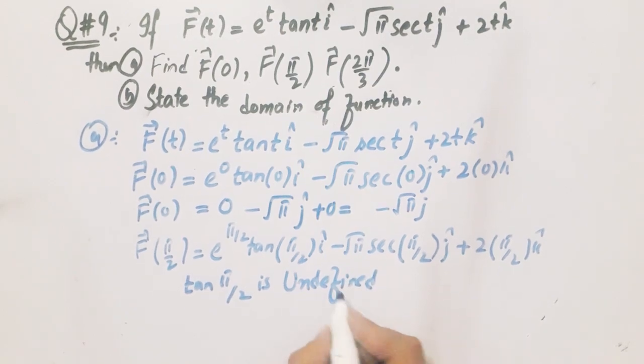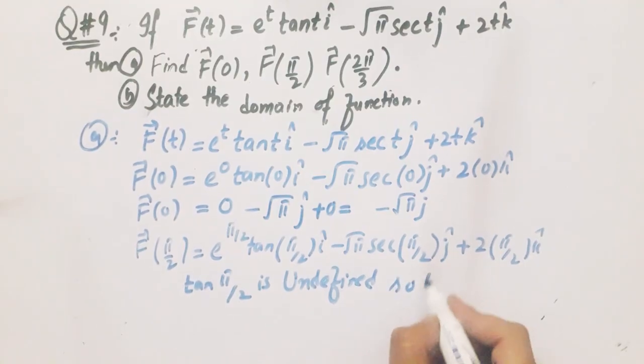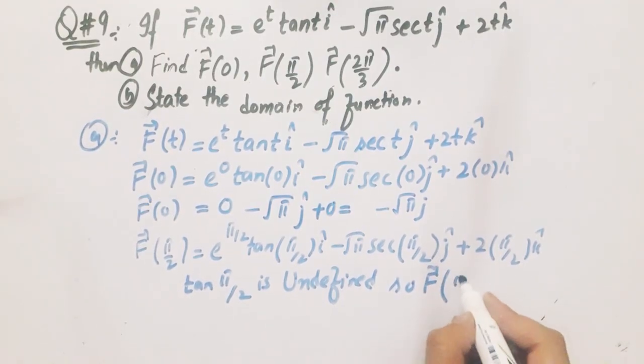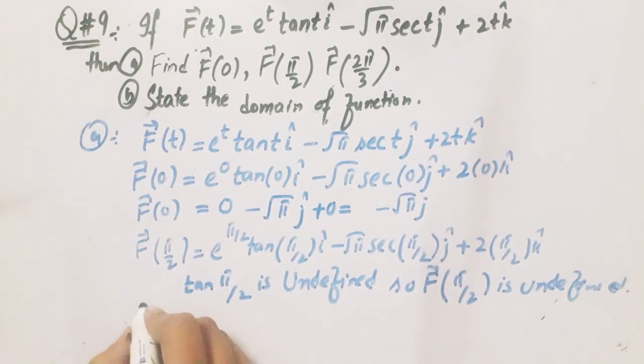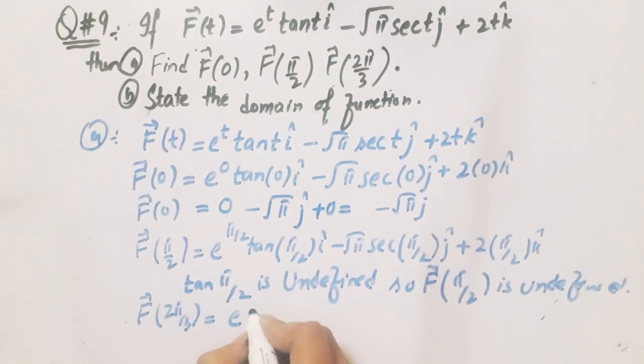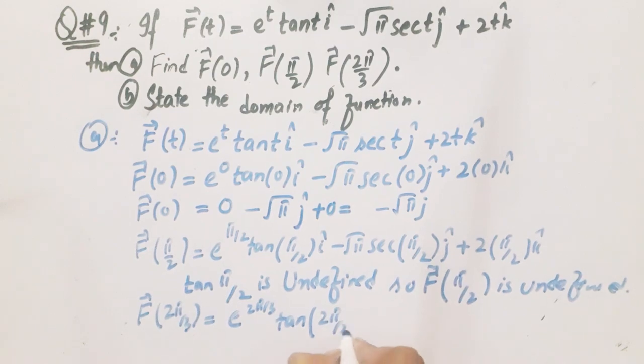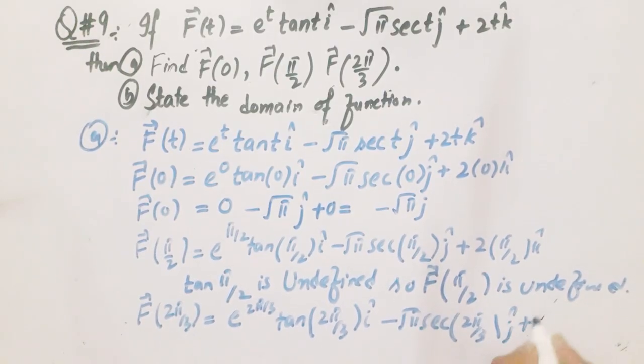So when you add something to this or subtract, that will also become undefined. So you write f of pi by 2 is undefined. Now you will solve f of 2 pi by 3. It means e raised to power 2 pi by 3 tan of 2 pi by 3 i minus square root pi secant 2 pi by 3 j plus 2 into 2 pi by 3 k.